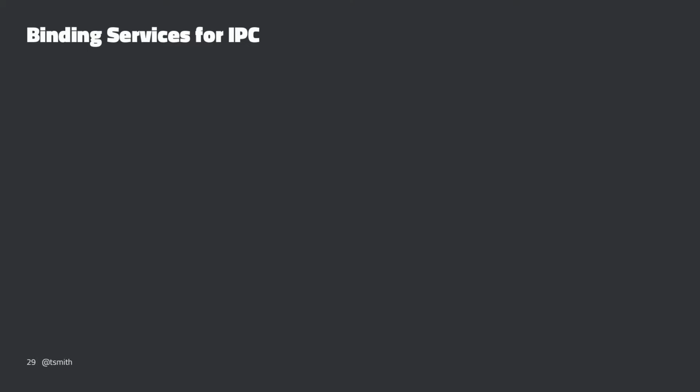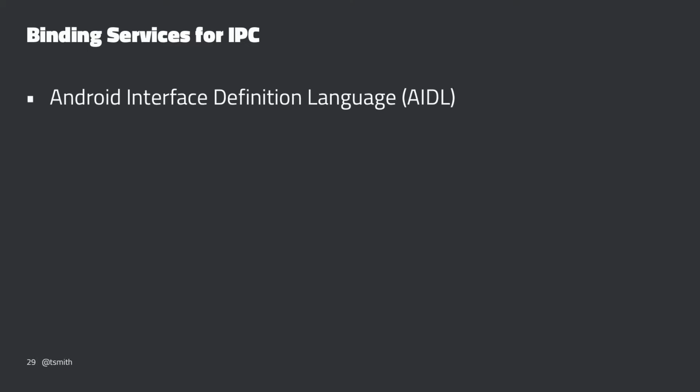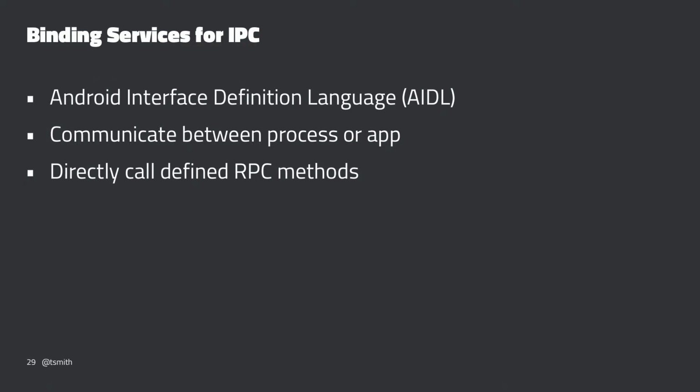So how does IPC work exactly on Android? Well, first, you would define an Android interface definition language. This is like an interface, but it uses an AIDL extension, and then it auto-generates the code that's needed. And you must implement what's needed. You can then use this to communicate across apps or across processes. And it allows you to directly call members on it. So it can be quite powerful.